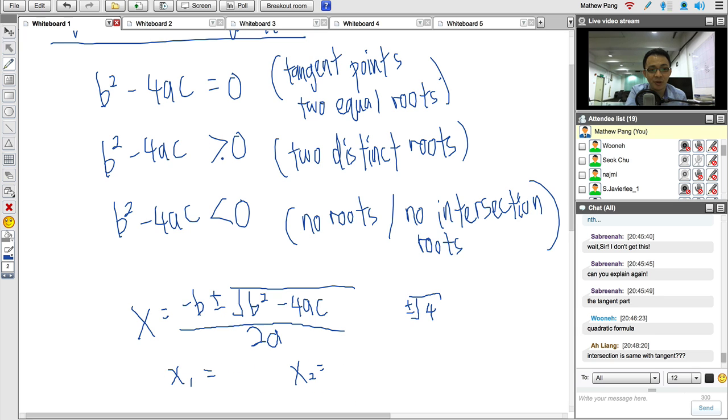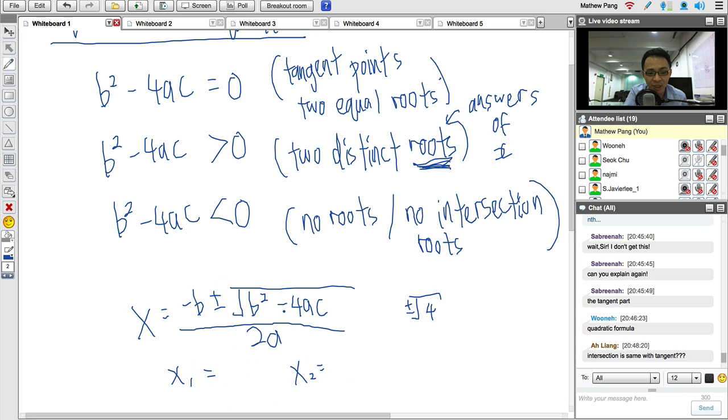That means you actually have 2 distinct roots. So I always mention in my video, when you see root, it means the answer for x. This is the meaning of root. So if b squared minus 4ac is bigger than 0, you have 2 roots. You have 2 answers.